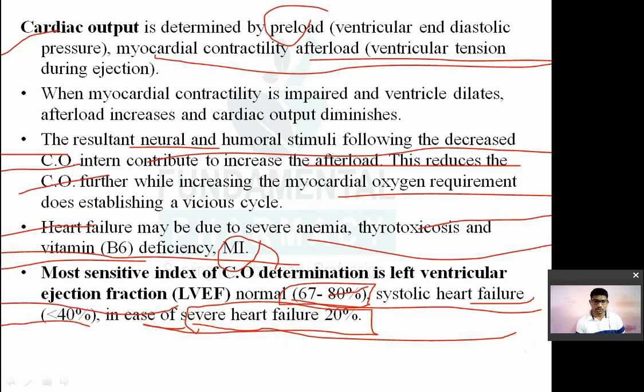So what is the sensitive index of heart failure, or what is the sensitive determinant for cardiac output? It is the left ventricular ejection fraction.